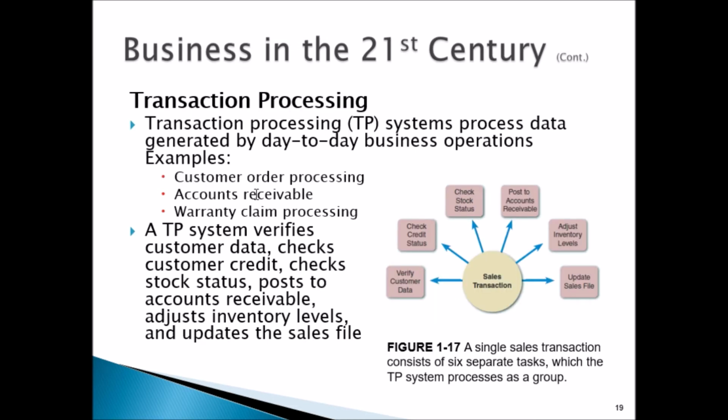Transaction processing systems are just what they sound like. Those are systems that handle day-to-day transactions, customer order processing, accounts receivable, a warranty claim processing system. A time clock system might also fit into this. A transaction processing system verifies customer data and checks customer credit, stock status, and posts to account receivable, adjusts inventory, that sort of thing. So here's a little chart you can look at where it's got several different tasks that are all part of the sales transaction and thus part of the transaction processing system.